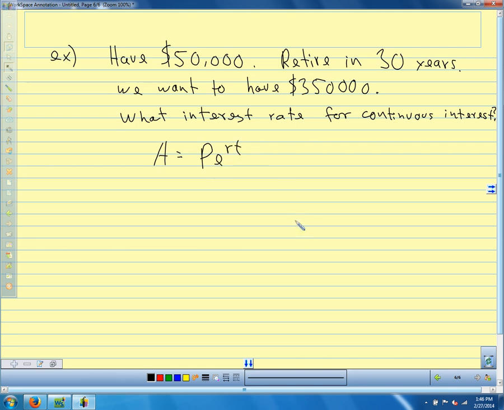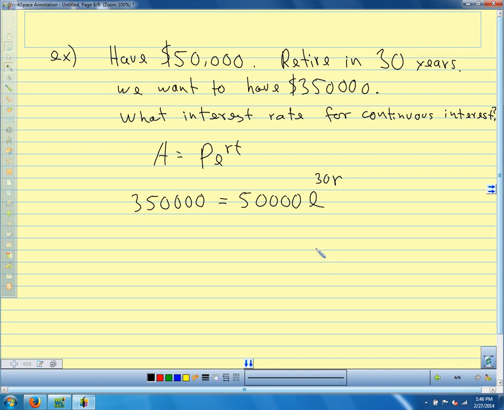So what am I going to plug in where here? What's our amount that we're going to put in here? 350,000. And our principal is 50,000. E to the R is what we're trying to solve for, and our time is 30 years. So I'm going to e to the 30 R.